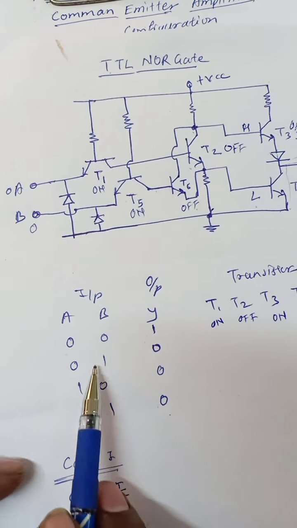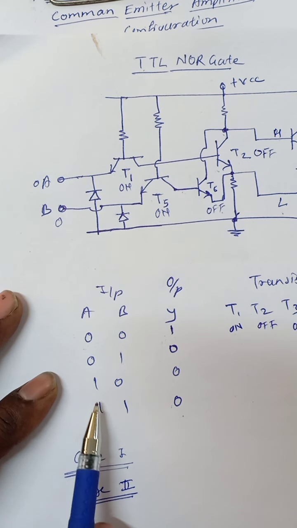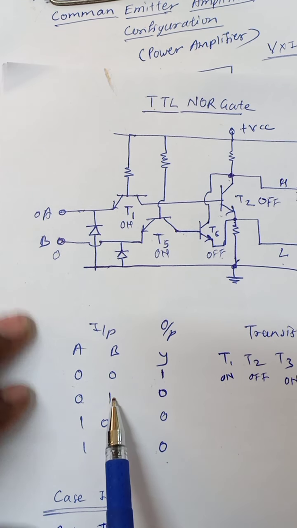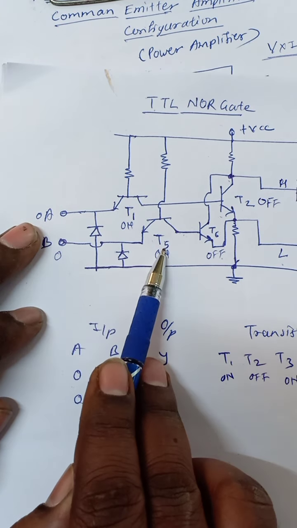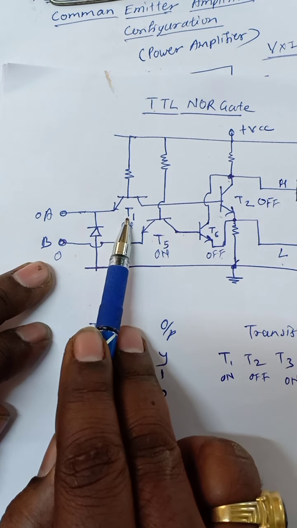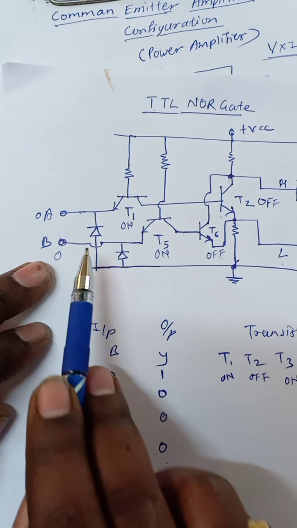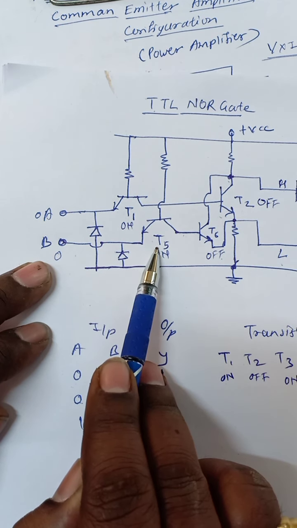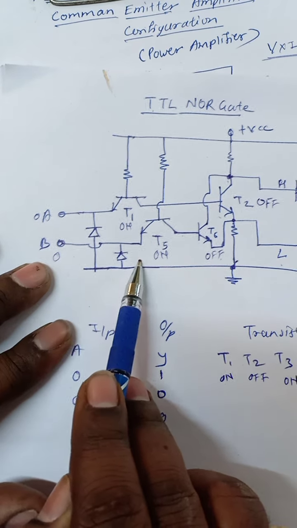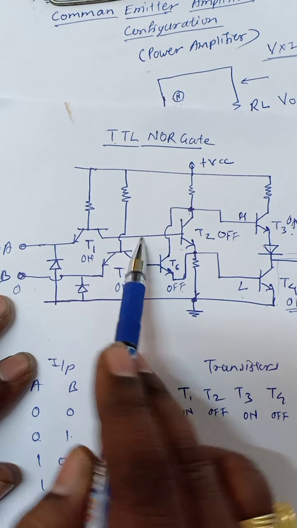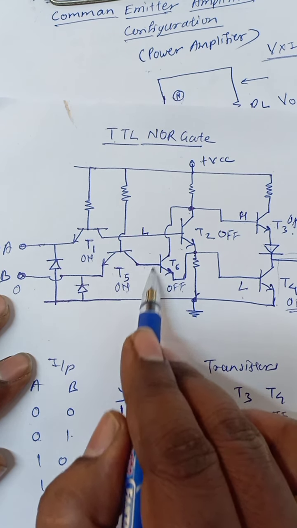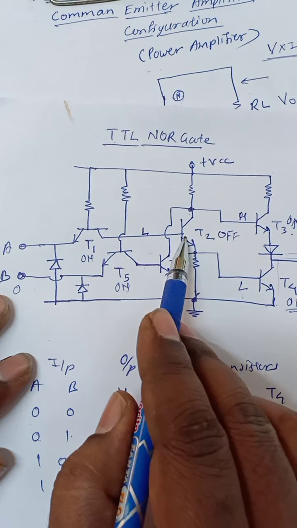In case 2, the states are 0 1, 1 0 or 1 1. For 0 1, if you apply 0 here and 1 here, this transistor is turned on and this transistor will turn off. When the input is 0, it will turn on. If it is 1, it will turn off. When it is turned on, the collector voltage is low. When it is off, the collector voltage is high, so one will turn on and the other will turn off.